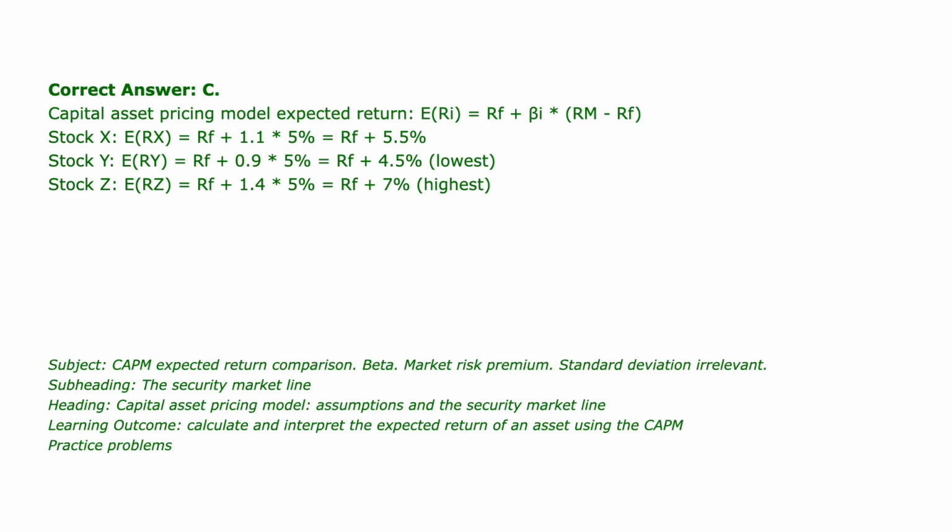Under CAPM, expected return depends only on beta multiplied by market risk premium, plus RF, which is constant. Higher beta equals higher expected return. Stock Z has the highest beta, 1.4, therefore the highest expected return, RF plus 7%. Stock Y has the lowest beta, 0.9, and the lowest expected return. Standard deviation is irrelevant for CAPM expected return comparisons. Only beta matters. Despite stock Y having the highest total risk, 22% standard deviation, it has the lowest expected return due to lowest beta.